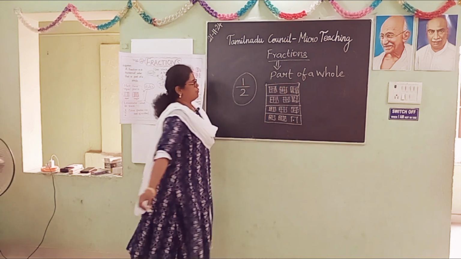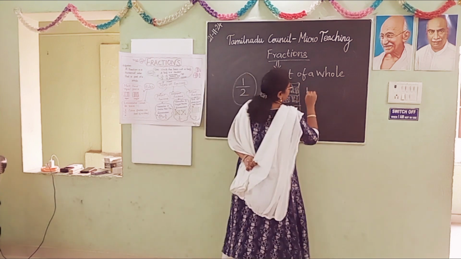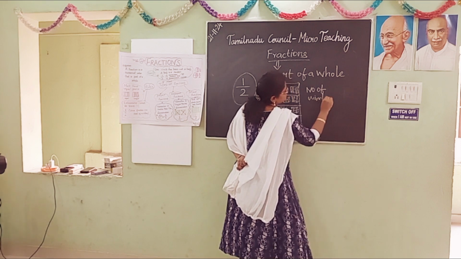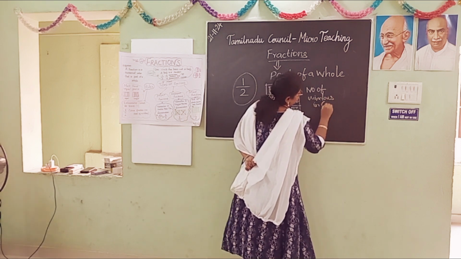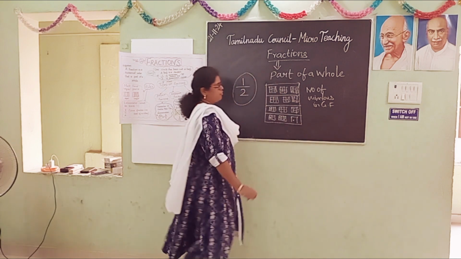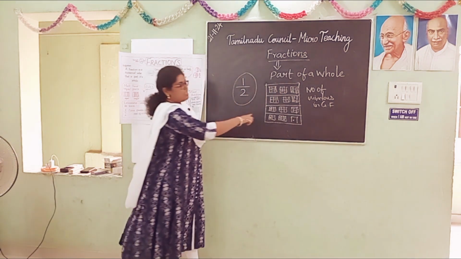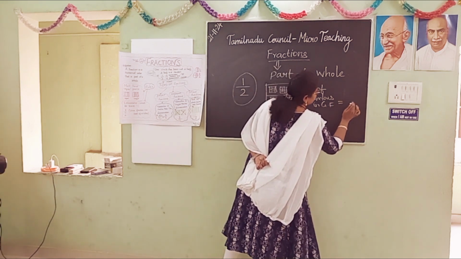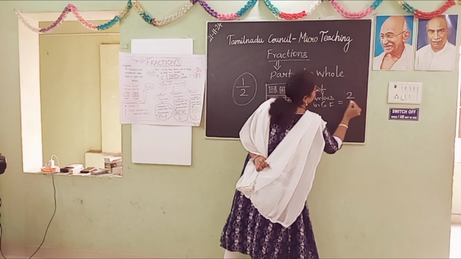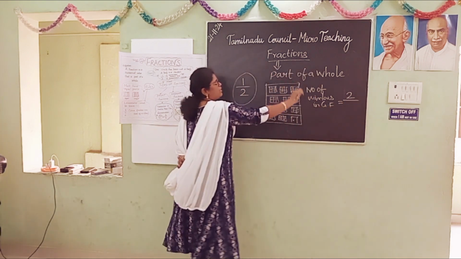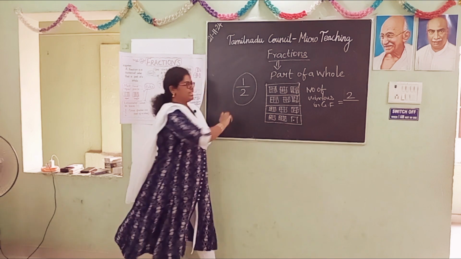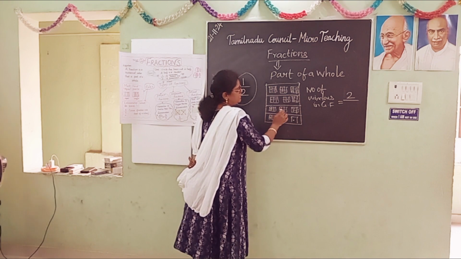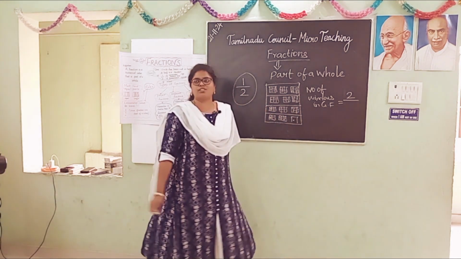Now the number of windows on the ground floor. How many windows are there on the ground floor? 2 windows are there. So the part is 2. Now, what is the total number of windows in this whole building? Number of windows: 1, 2, 3, 4, 5, 6, 7, 8, 9, 10, 11. How many windows are there?